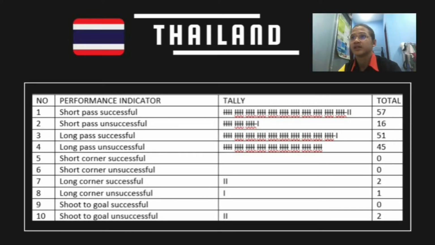Next, we have the tally table of performance indicators for the Thailand team. Short pass successful and short pass unsuccessful, we have 57 and 16. Long pass unsuccessful and long pass successful, we have 45 and 51. Short corner successful and short corner unsuccessful, both of them are 0. Long corner successful and long corner unsuccessful, we have 2 and 1. Lastly, shoot to goal successful, we have 0, and shoot to goal unsuccessful, we have 2.